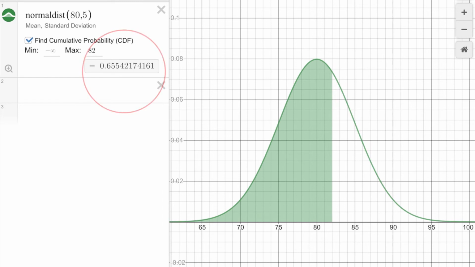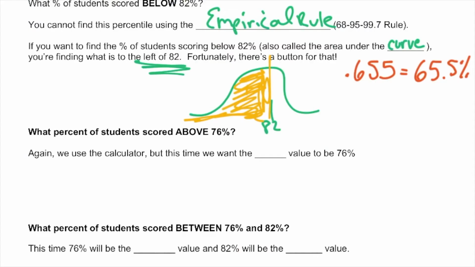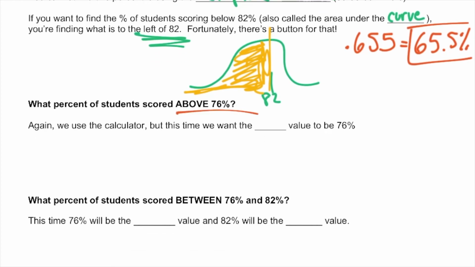The answer to this is this decimal, 0.655. They're giving that as a probability. We want to see it as a percent. So think about it as a decimal, as a probability, it's 0.655. We're going to scoot that decimal over to find our actual percentage here, the percent of students that scored below an 82.